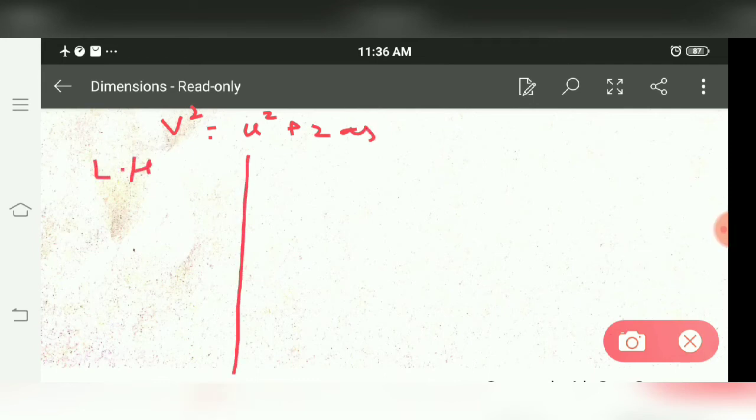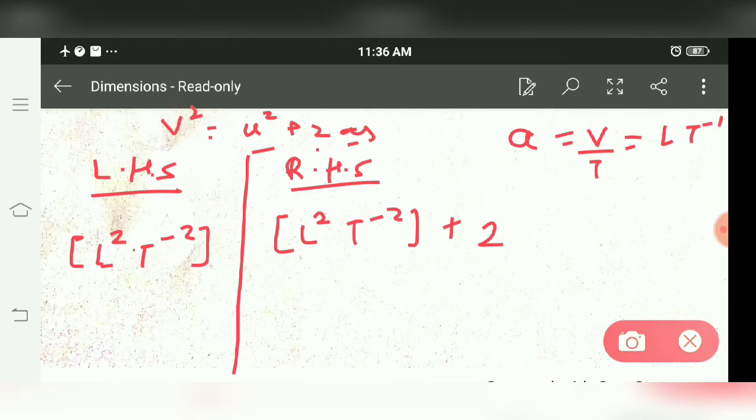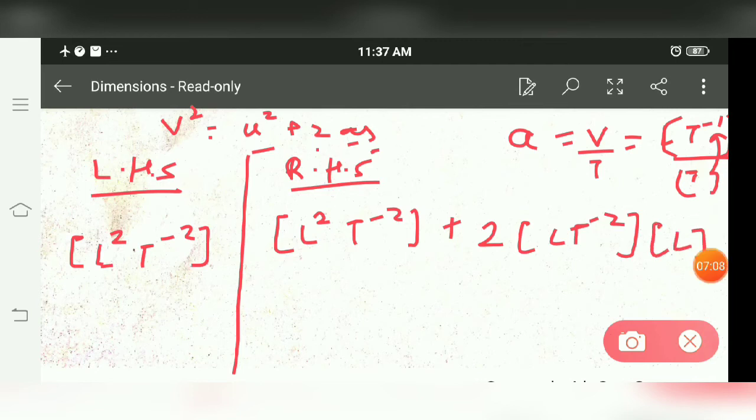On the left hand side we have dimension L square t minus 2. Now coming to the right hand side, u square is again L square t minus 2, plus 2 times acceleration. The formula of acceleration is velocity by time. The dimension of velocity is L t minus 1 upon t. If we take this t to the other side, it becomes L t minus 2, and the dimension of s is L. What is s? Displacement or distance, its dimension is L.